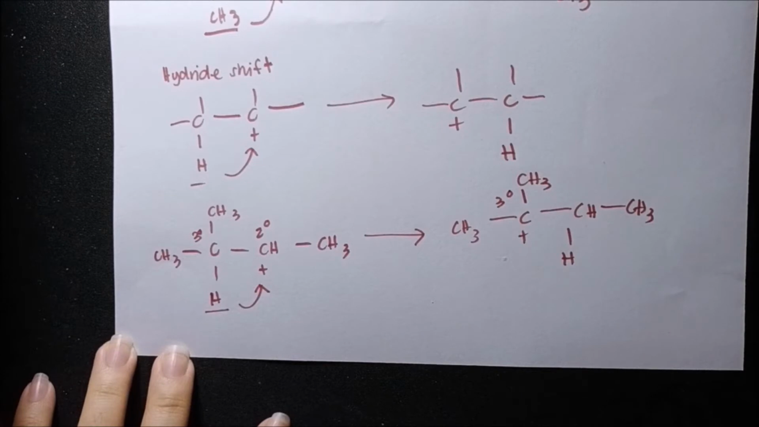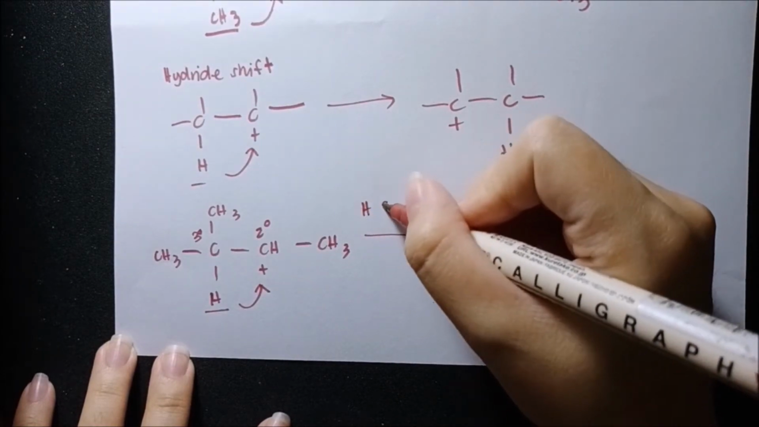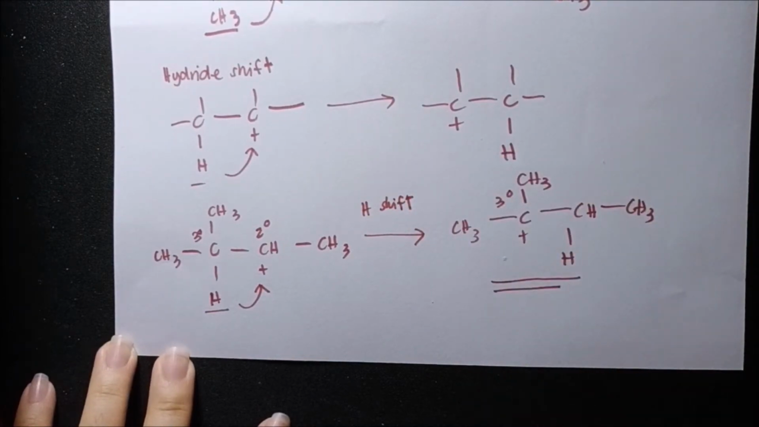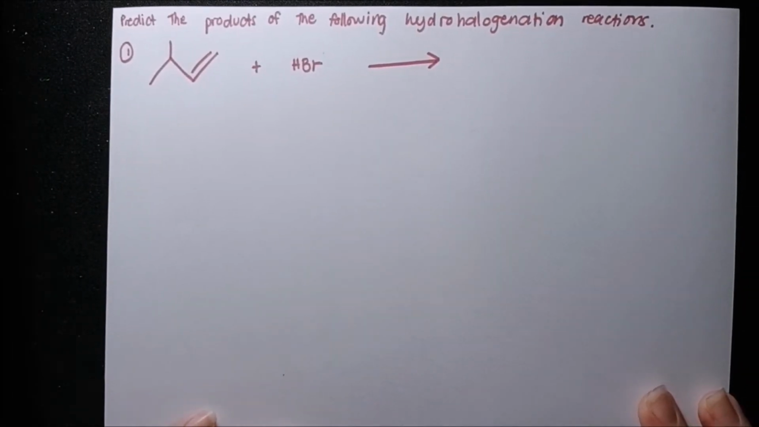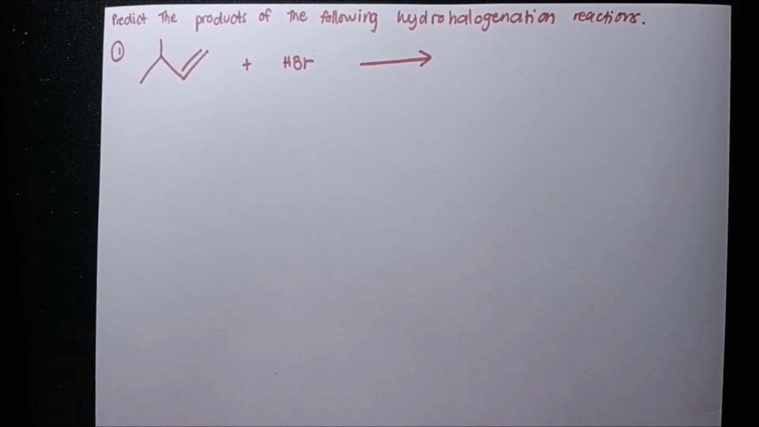We have now a more stable tertiary carbocation through hydride shift. Let's have more examples of hydrohalogenation reactions of alkenes. Predict the product of the following hydrohalogenation reactions. You may pause the video if you want to answer first on your own.